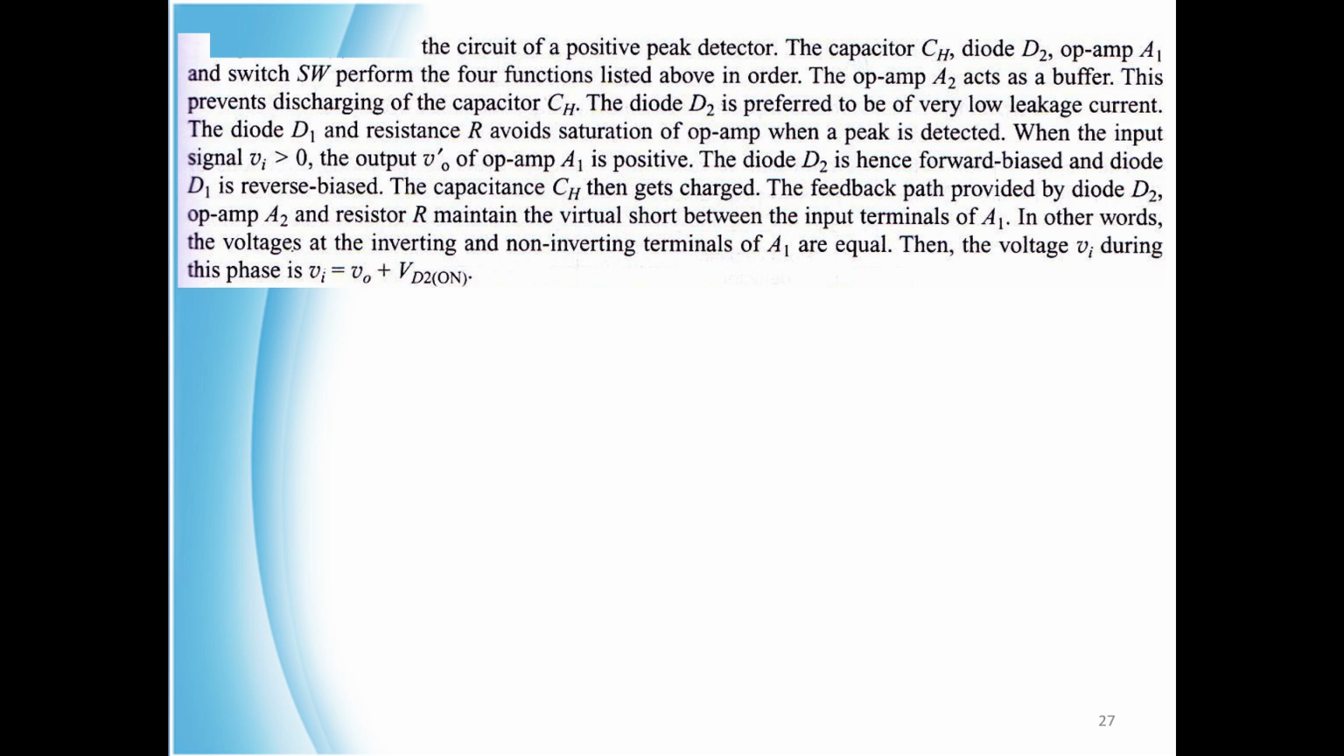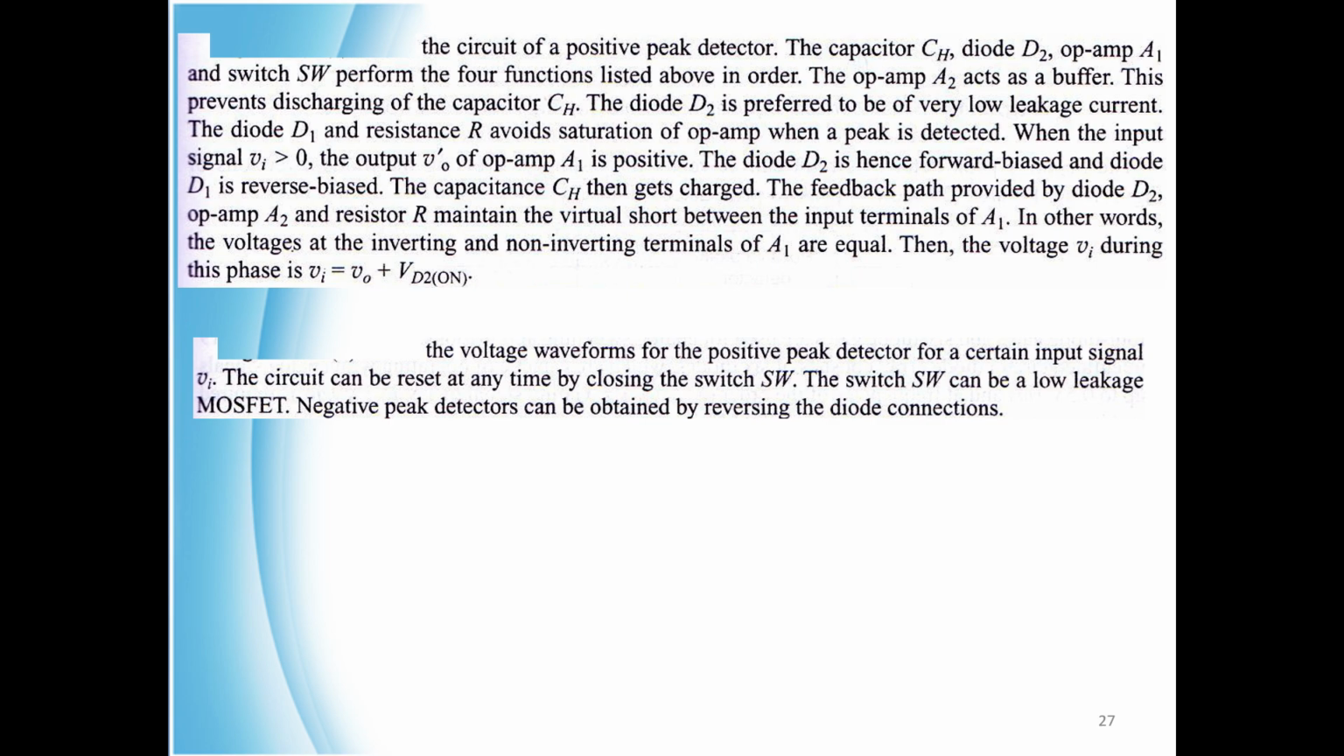When the input signal Vi is greater than 0 and output V0' of operational amplifier A1 is positive, the diode D2 is hence forward biased and the diode D1 is reverse biased. The capacitance CH then gets charged. The feedback path provided by diode D2, op-amp A2 and resistor R maintains the virtual short between the input terminals of A1. In other words, the voltages at the inverting and non-inverting terminals of A1 are equal. Then the voltage Vi during this phase is Vi equals V0 plus Vd2(on).